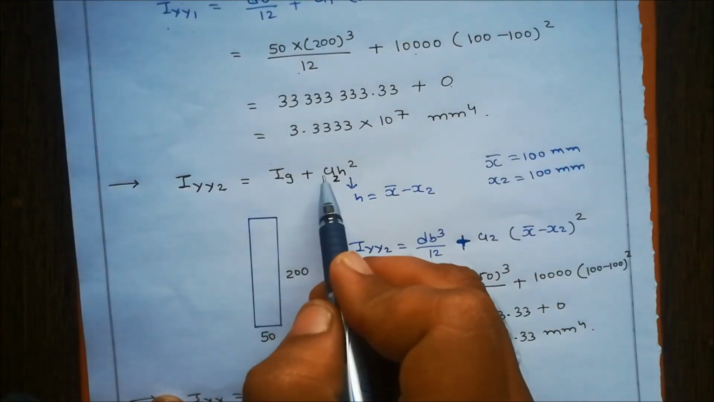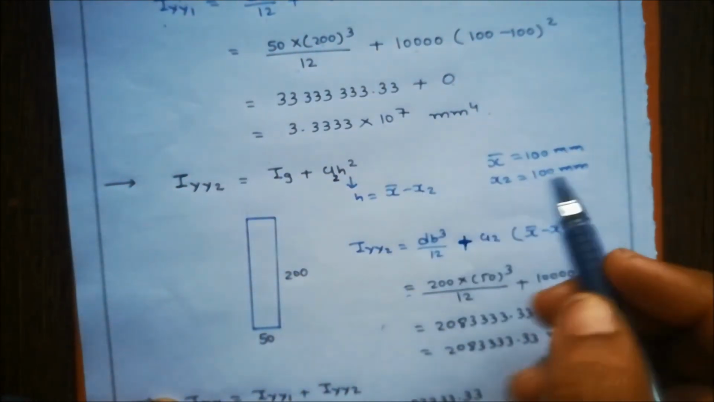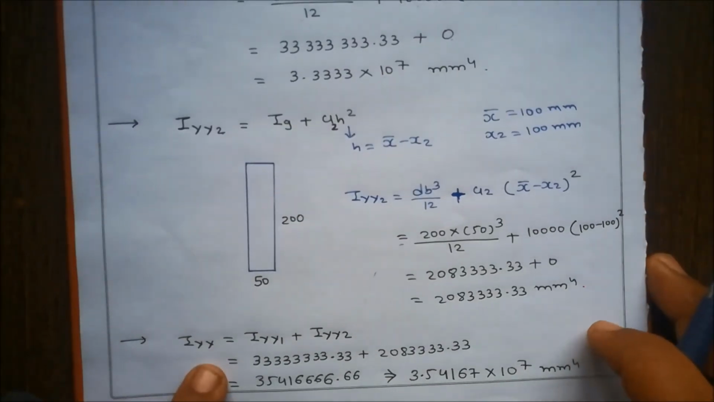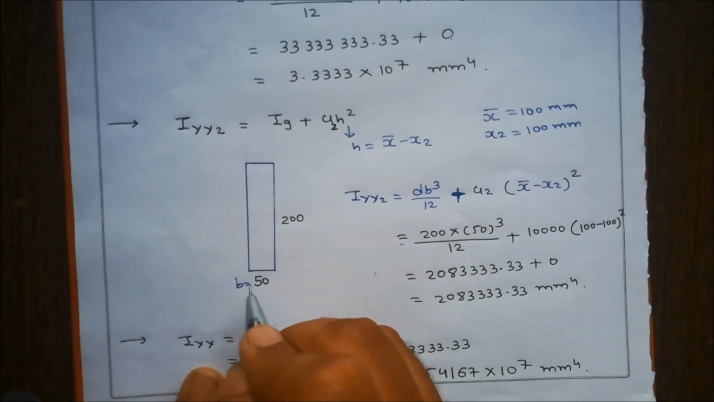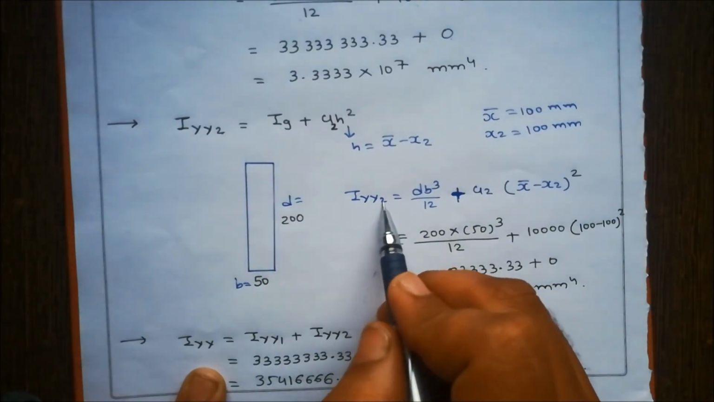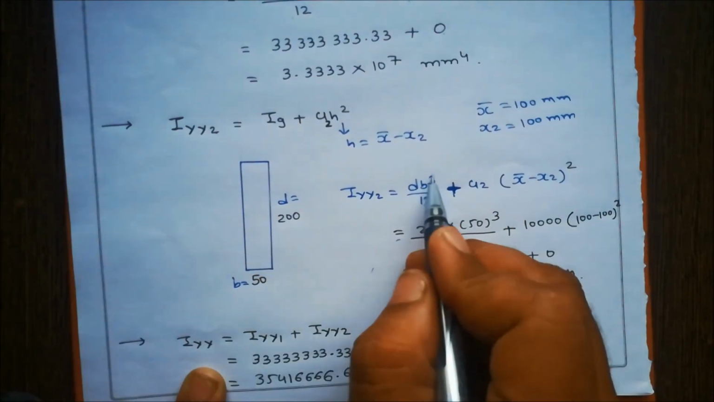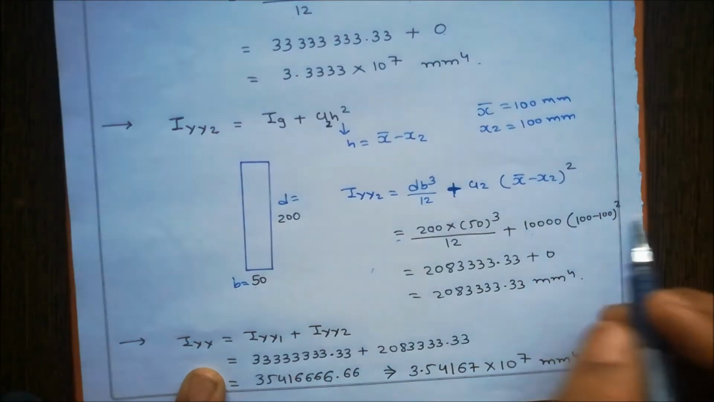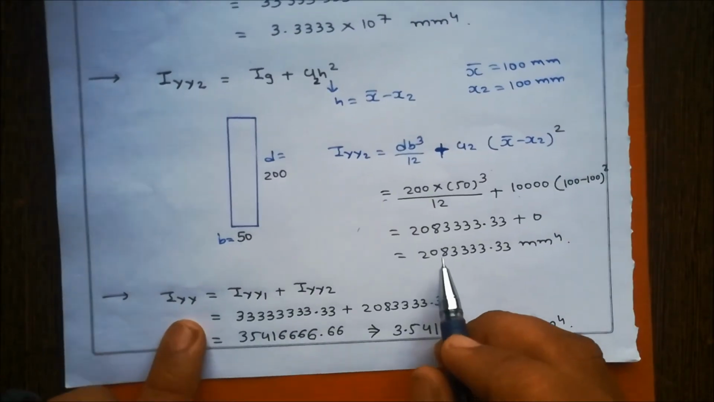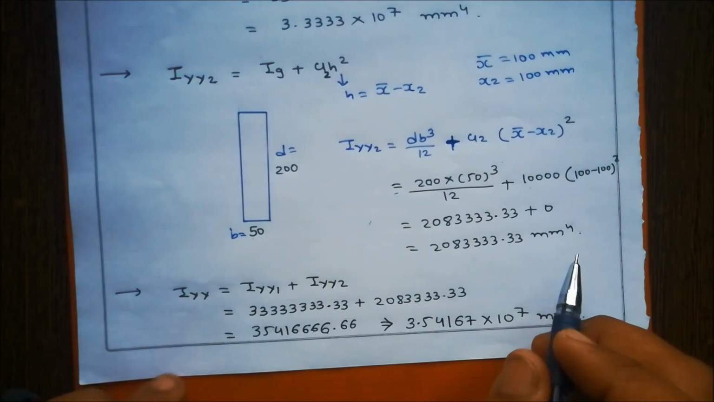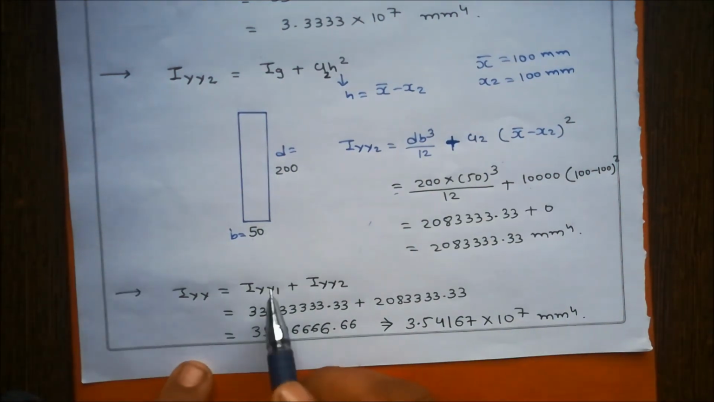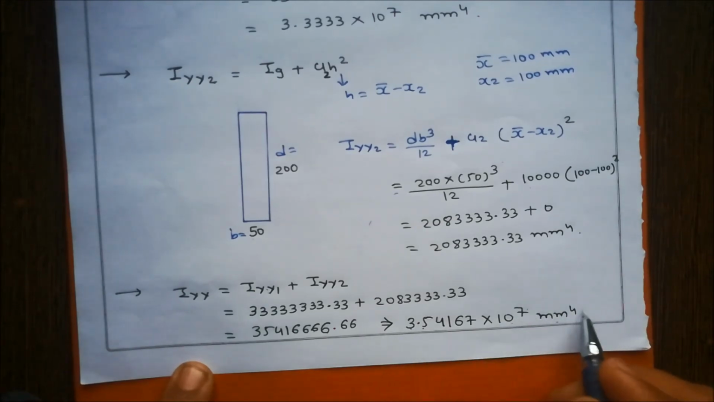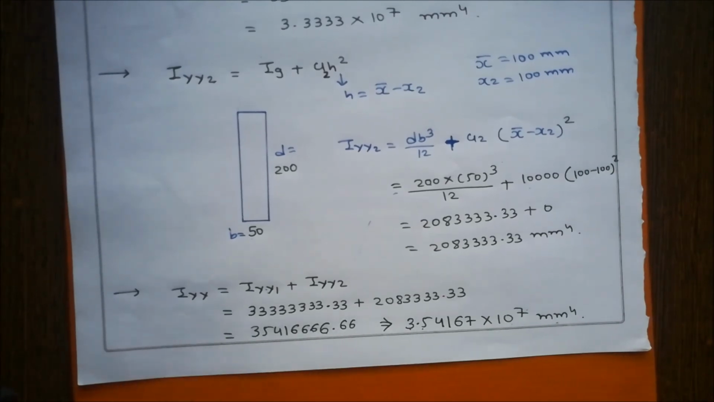Now we find moment of inertia for the second part. So Iyy2 is equal to IG plus A2 h square. In place of h, we write x bar minus x2. So x bar is equal to 100 mm and x2 is equal to 100 mm. Put the value in the equation. Here b is equal to 50 mm and d is equal to 200 mm, and the equation for Iyy2 is db cube by 12. So 200 multiplied by 50 cube divided by 12 plus area of second part times (x bar minus x2) square, which is 100 minus 100, so this whole part is 0. So we get Iyy2 is equal to 208333.33 mm^4. So Iyy is equal to Iyy1 plus Iyy2. Put the values and we get 3.541 multiplied by 10^7 mm^4. So in this way we easily calculate moment of inertia of the T section.